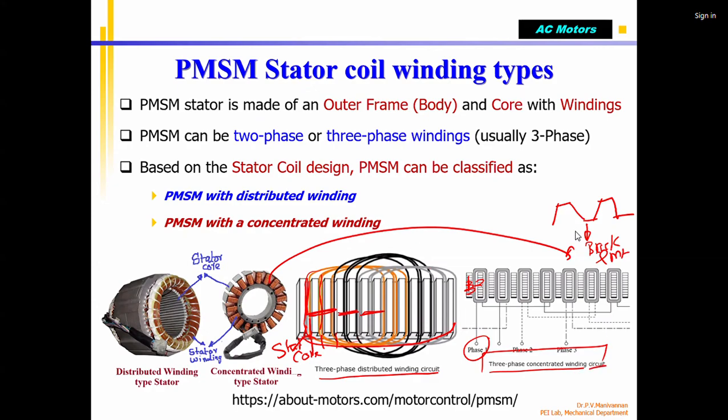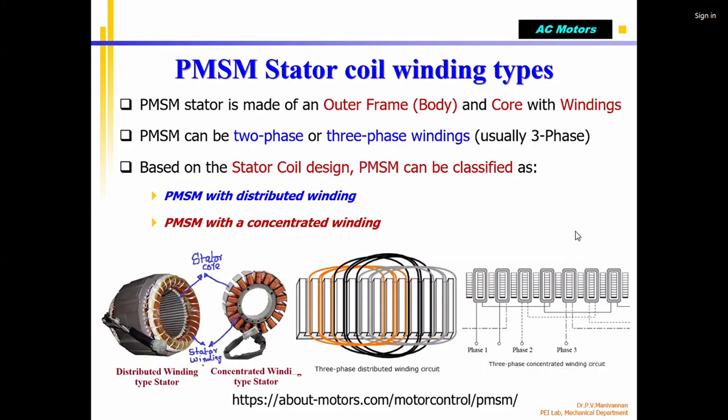For the distributed winding, the magnetic field created is sinusoidal in nature. Back EMF will be sinusoidal in shape. These are the main differences. Because of that, the torque production, the smoothness of the motor running, all those things will vary. So there are two types, you understand. One is called the distributed winding type stator, the other one is the concentrated winding stator. Two types are there.